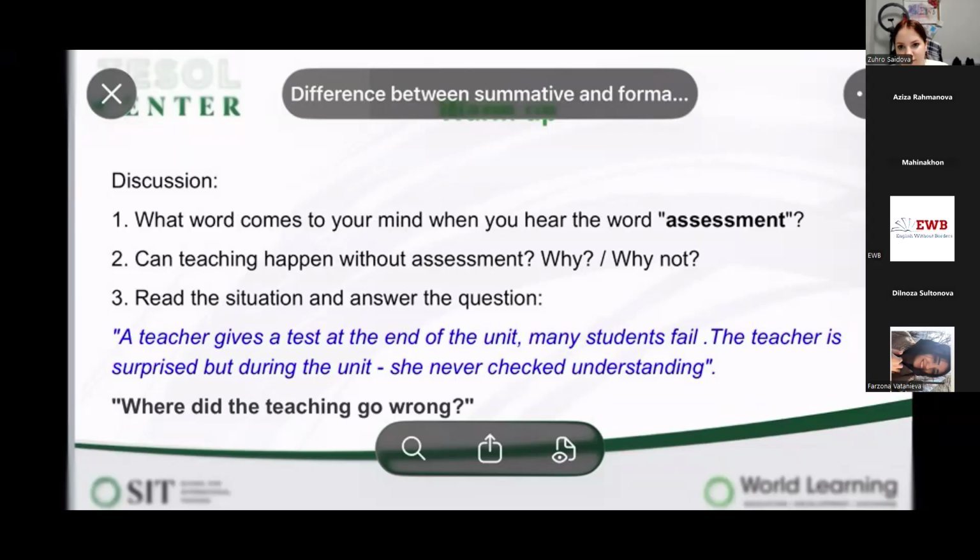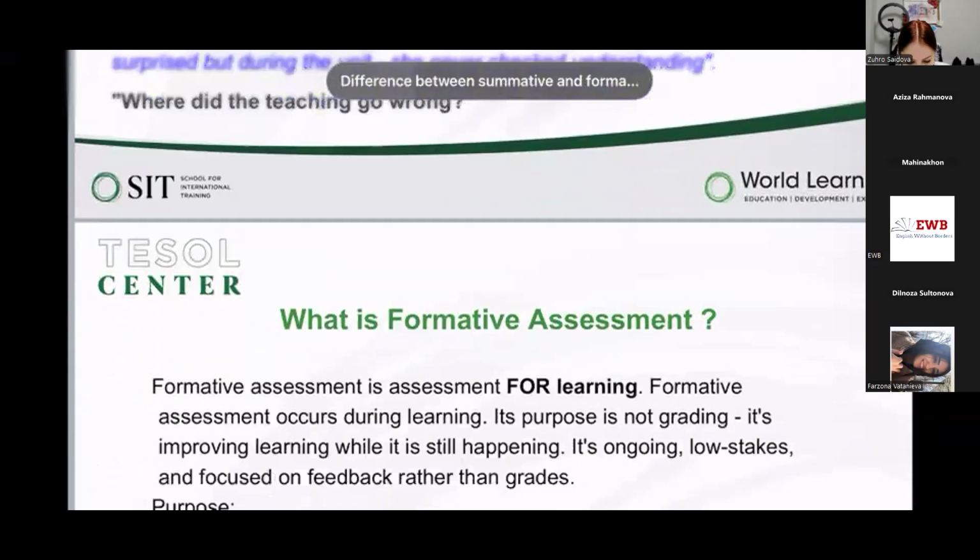And your point is absolutely correct because teachers should check understanding of the students, even with a small test or a small quiz or just with the CCQs. She should check understanding, and after that, she should give a test and evaluate students' knowledge. Thank you very much. So let's move to the main topic.